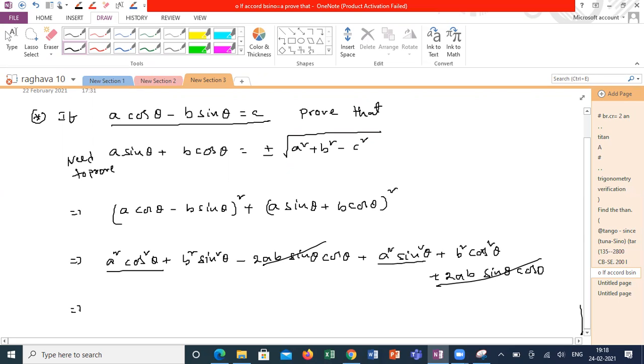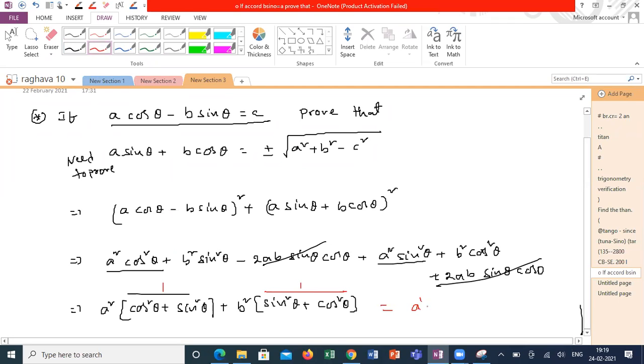If I'm taking a square common, cos square theta plus sin square theta. If I'm taking b square common, sin square theta plus cos square theta. So this whole thing is 1. This also 1. So finally I'm getting a square plus b square. This is my equation 1.